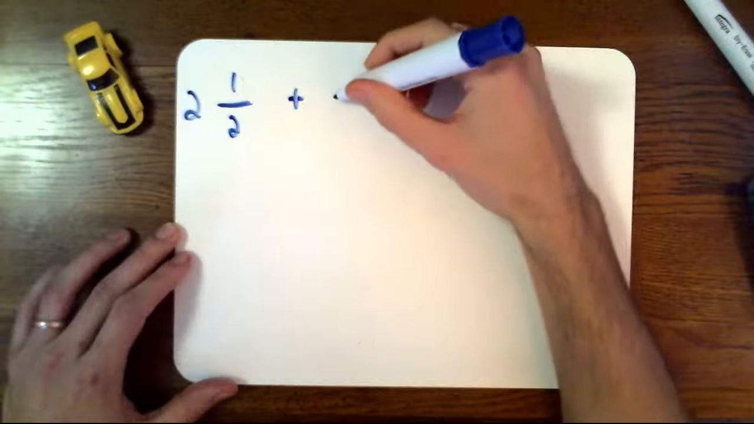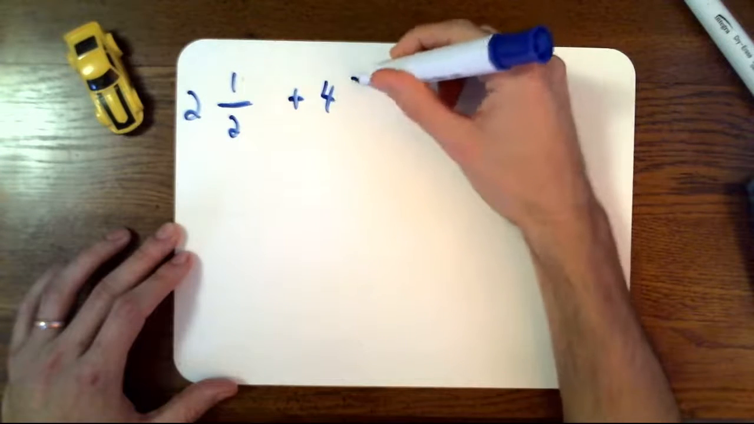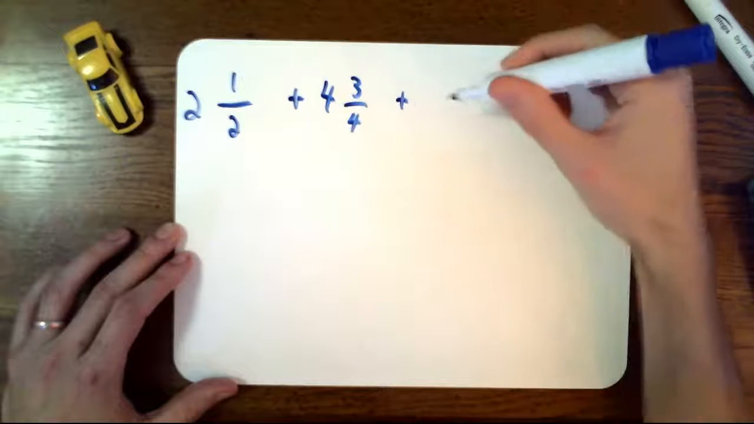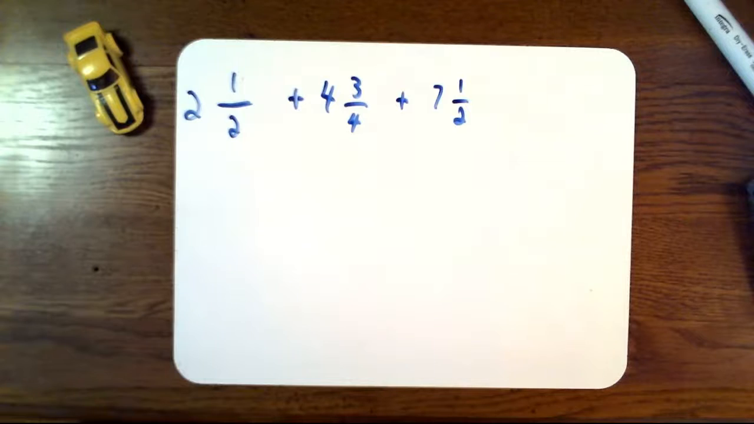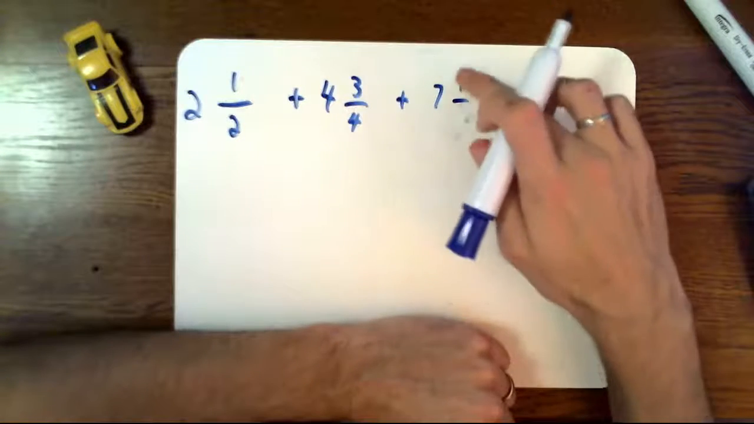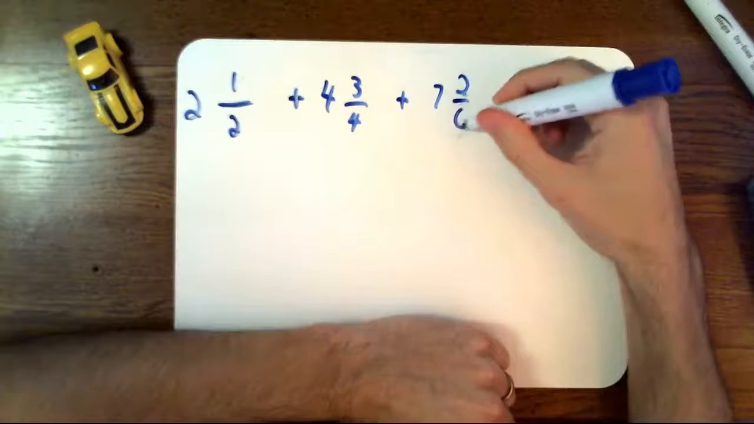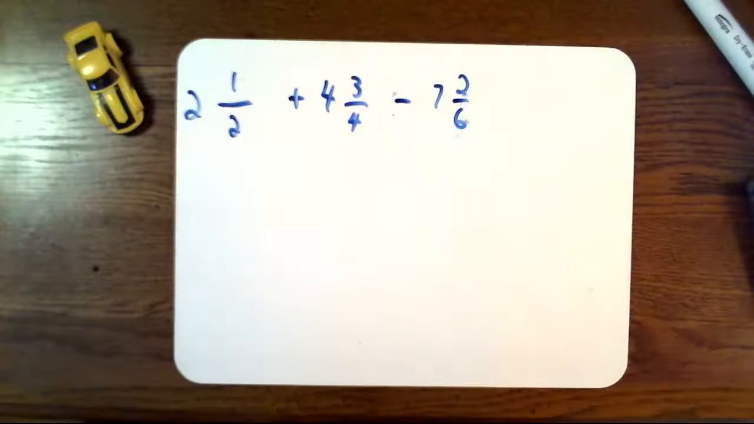So I'm going to choose ones that aren't super crazy looking. 2 1/3 plus 4 3/4 plus 7 and a half. Okay. Seven and 2/6. Let's make this one minus. Let's be tricky.